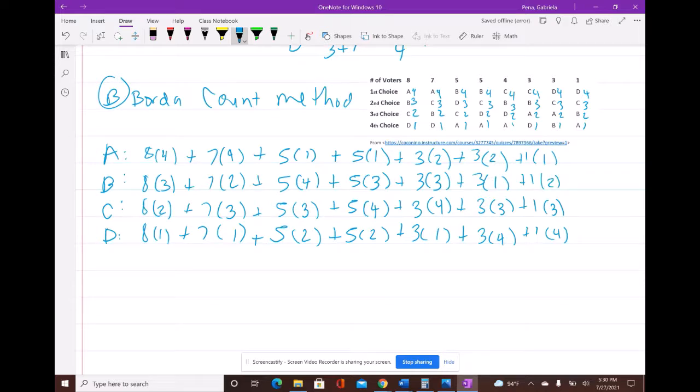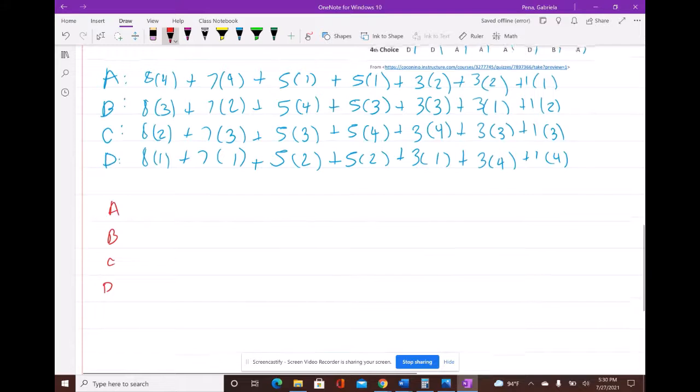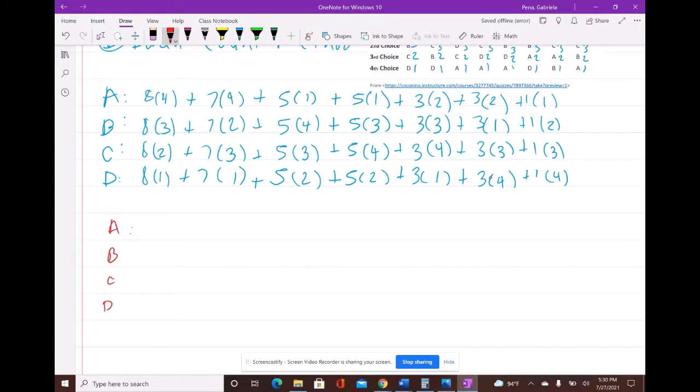And then you're supposed to multiply. So I'm going to relabel here A, B, C, and D and try to do the multiplication and the addition so we could be able to add easier. That's 32 plus 28 plus 5 plus 5 plus 6 plus 6 plus 1. And then I have 24 plus 14 plus 20 plus 15 plus 9 plus 3 plus 2.